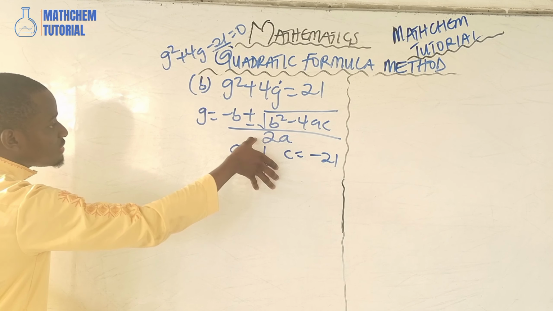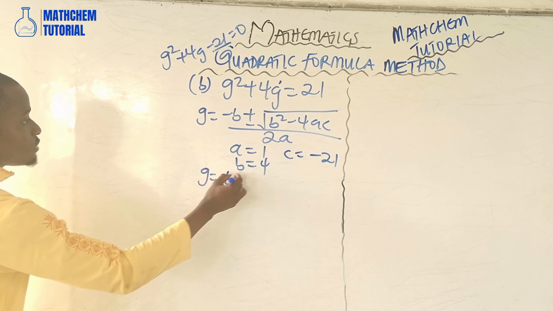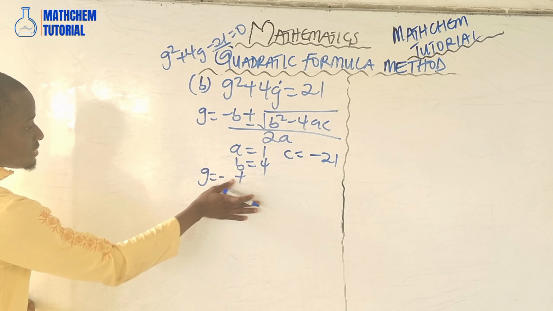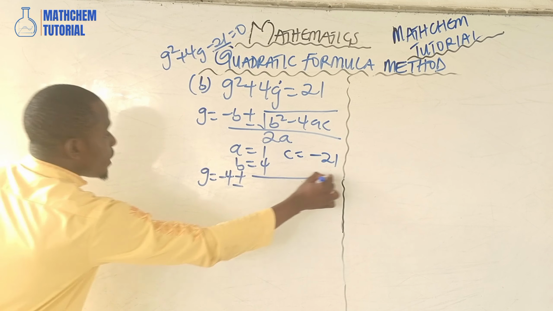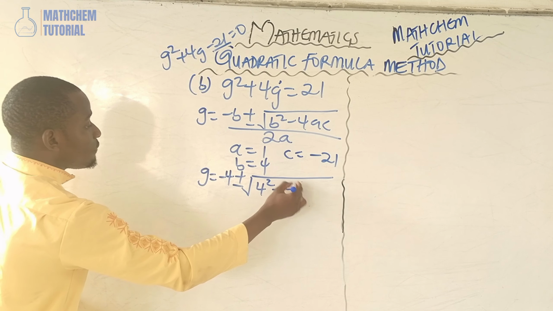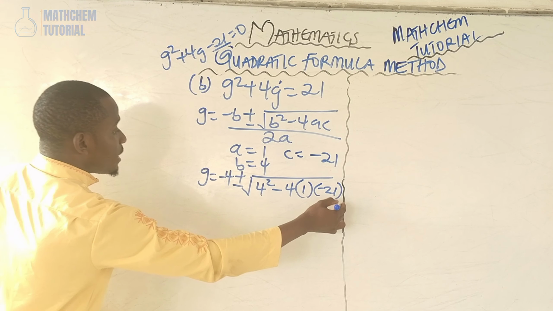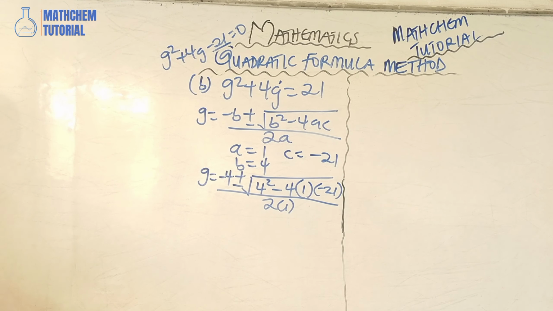So let's substitute these values into this formula, which is going to be g equals minus b. Our b is already 4, so let me replace this b with 4: minus 4 plus or minus the square root of 4 squared minus 4, bracket a is 1 and c is minus 21. Everything over 2a, whereby a is 1.